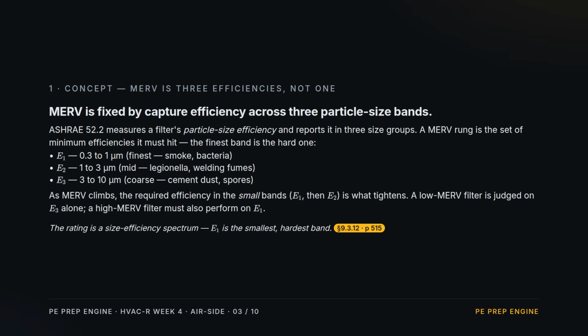Concept 2. MERV is 3 efficiencies, not 1. ASHRAE 52.2 measures particle size efficiency and reports it in 3 size groups. E1, the finest band, 0.3 to 1 micron. E2, the middle band, and E3, the coarse band, up to 10 microns. As MERV climbs, it's the efficiency in the small bands that tightens. A low-MERV filter is judged on the coarse band alone. A high-MERV filter must also perform on the finest particles.